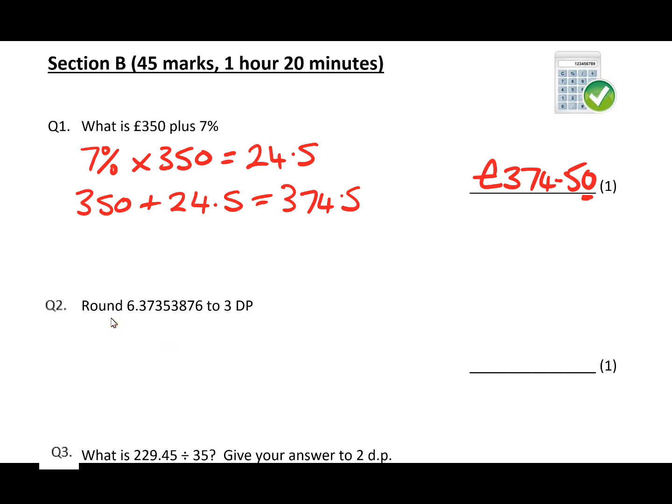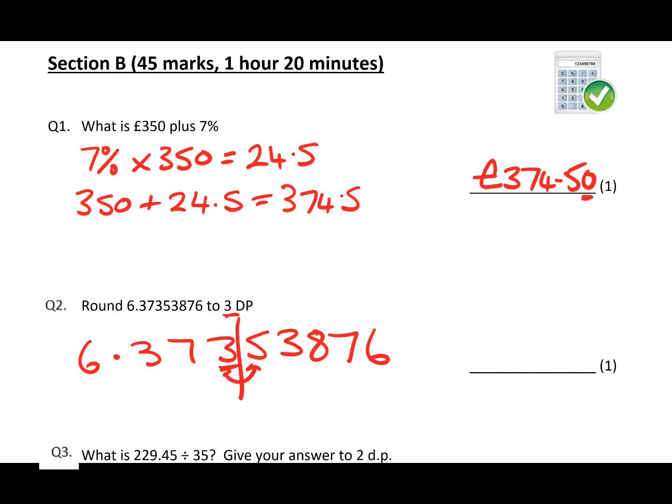Question 2 has this long number that we need to round to 3 decimal places. So we have 6.3735386. So to 3 decimal places means we're interested in the third decimal place. So everything else after it we can chop off. And we need to make a decision on this number on whether to leave it as it is or go up to the next number. Because the next one after it is a 5, we need to go up and make this a 4. So it becomes 6.374, and that's worth 1 mark.